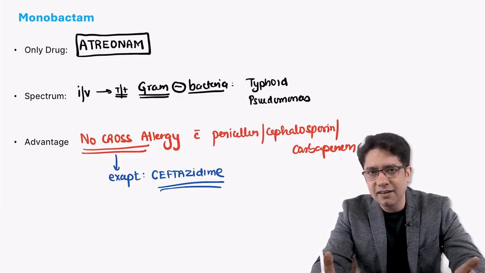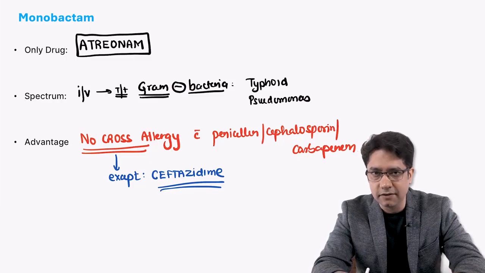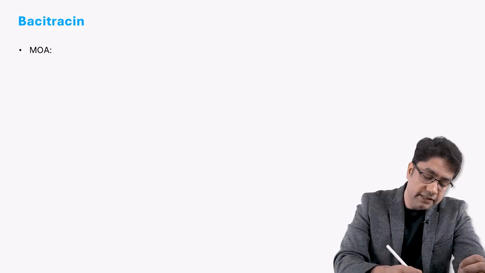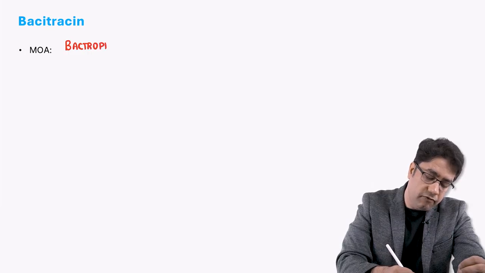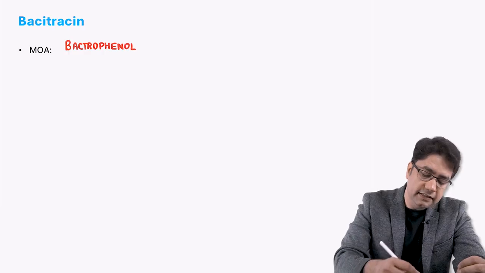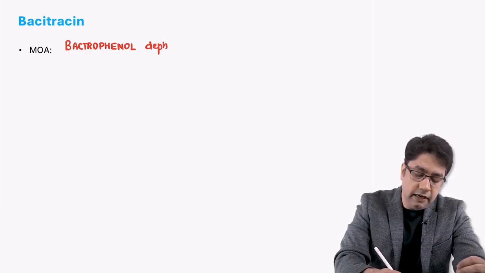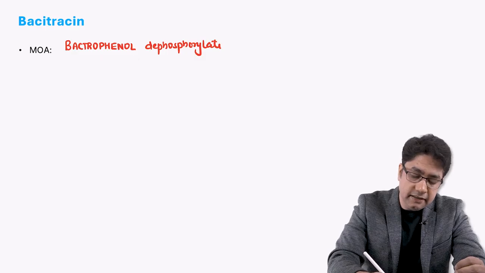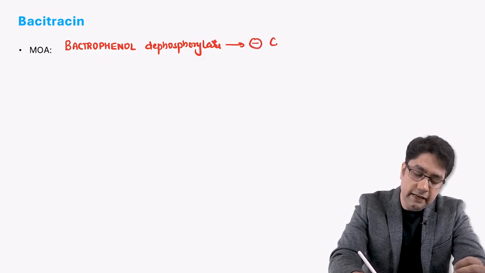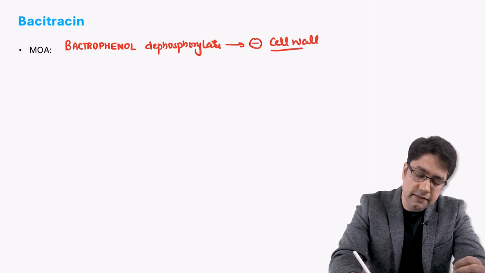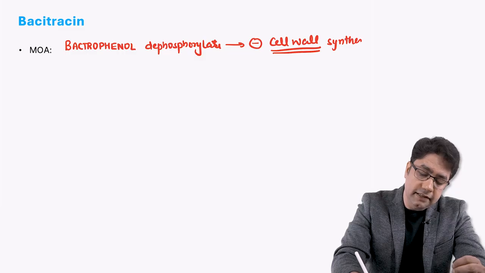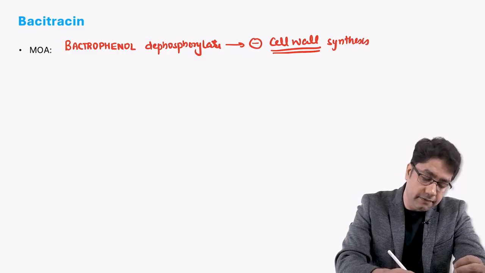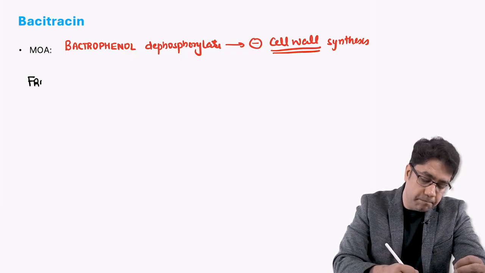Let's talk about now other remaining cell wall inhibitors. So the next drug we have is bacitracin. In the previous section we discussed bacitracin also inhibits cell wall synthesis by inhibiting an enzyme, bactoprenol dephosphorylase. And by inhibiting this bactoprenol dephosphorylase, it inhibits cell wall synthesis. Now this bacitracin, it is obtained from a bacteria. It is obtained from Bacillus subtilis.